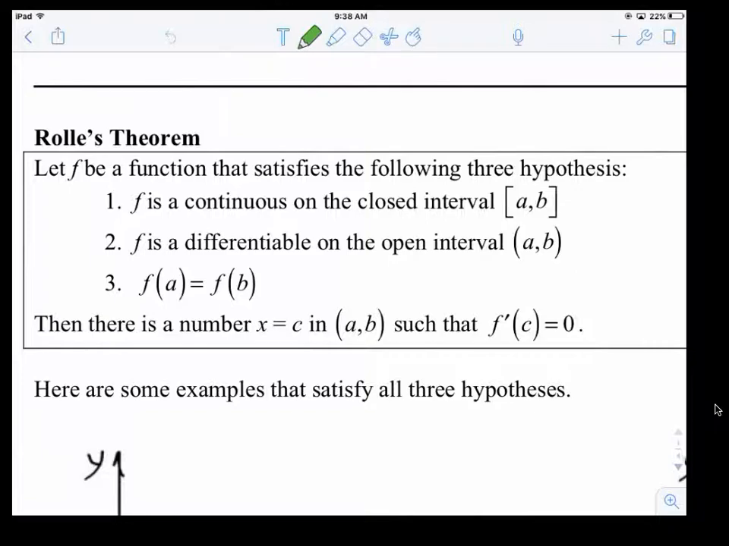Okay, so you have to make sure that it's continuous on the closed interval, differentiable on the open, and then you want to make sure that your endpoints are the same value. Okay, if this happens, what it says is that there's a value somewhere in between that open interval such that your derivative is equal to 0. Okay? It means you can find the derivative between this number and that number.